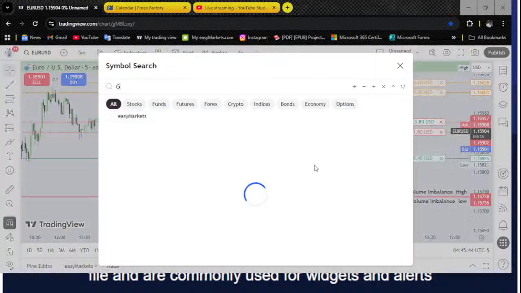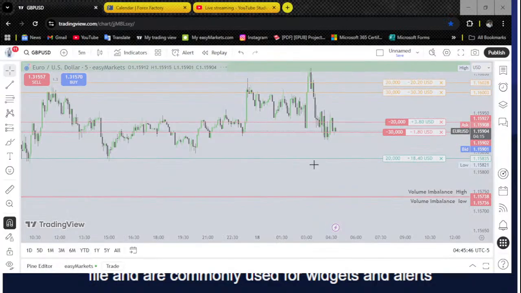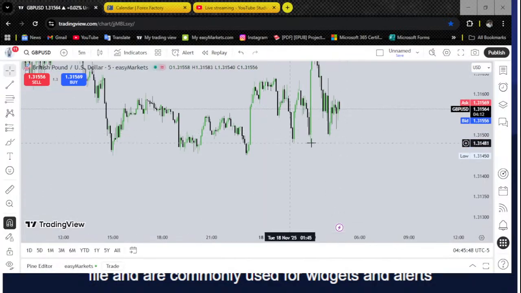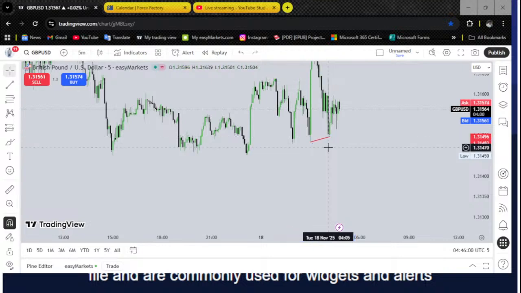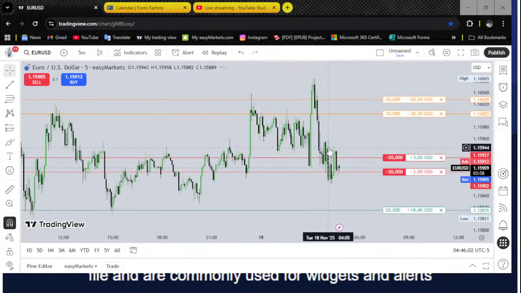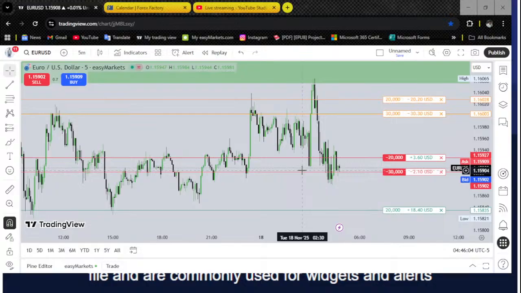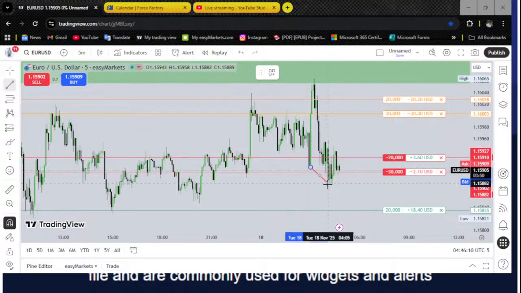And if you check GBPUSD, it has not taken this short-term low. You can see this low is lower than this low. And when you come to EURUSD, the same low is higher than this low. That's what we call an SMT divergence.